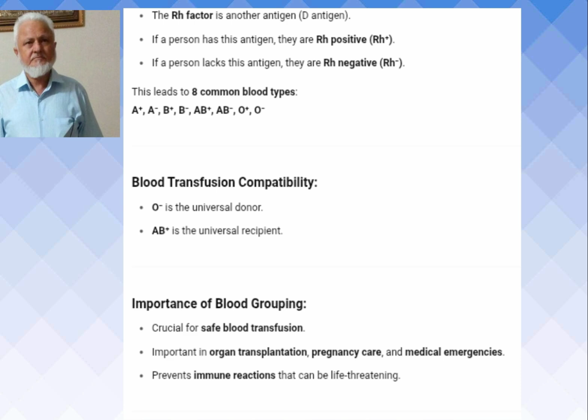Blood transfusion capability. O negative is the universal donor and AB positive is the universal recipient. Importance of blood grouping. Crucial for safe blood transfusion. Important in organ transplantation, pregnancy care, and medical emergency. Prevents immune reactions that can be life threatening.